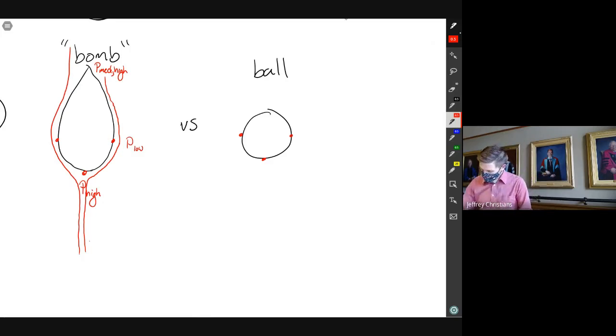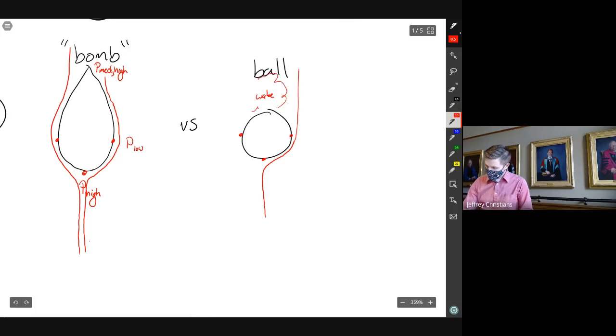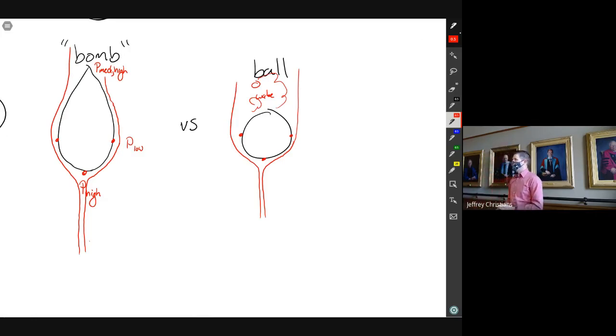For a ball, you get the same 3 pressure points, but you come around here and then the curve is so sharp, you basically just go like this. And you get this huge wake around the object. And that wake gives you high pressure on the front and low pressure on the back. And that's what's slowing your ball down, or that's what's giving you more drag.